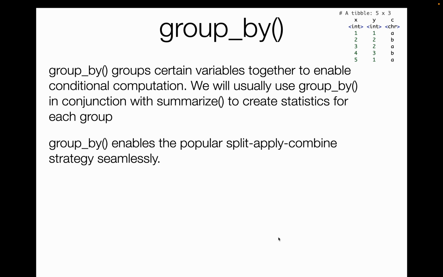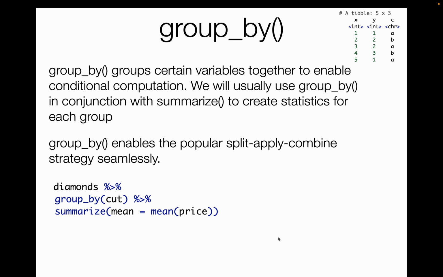So let's see what that does. So group by enables the popular split, apply, combine strategies seamlessly. So what does that mean? It means it's going to split the data set up into a bunch of tiny data sets, apply the summarize function to each of the tiny data sets, and then combine all those results back together into one big summarized data set. Okay? So, for instance, I have our diamonds data set.